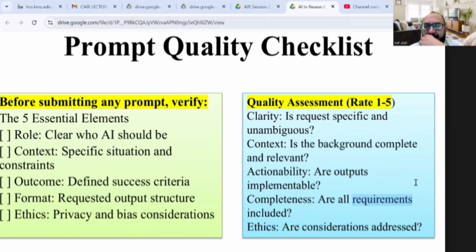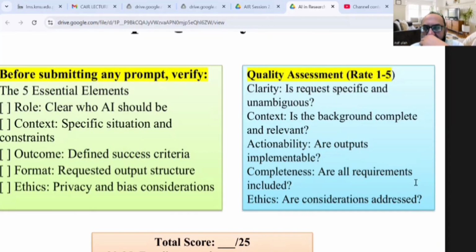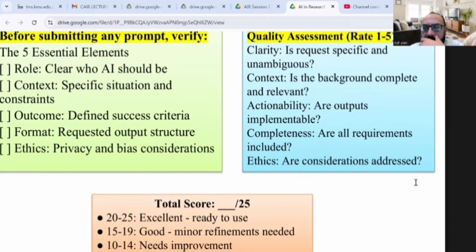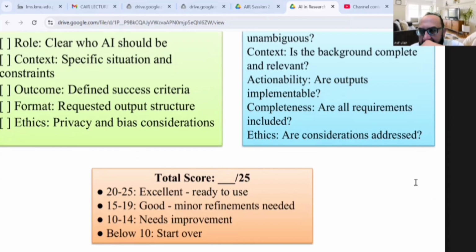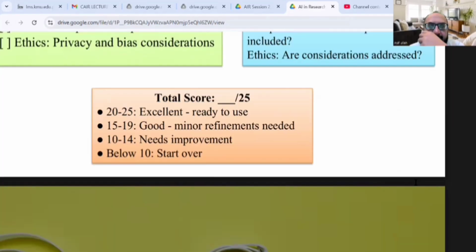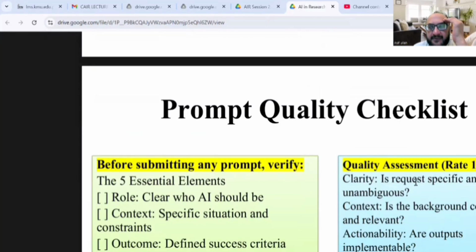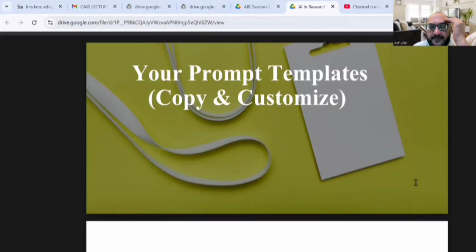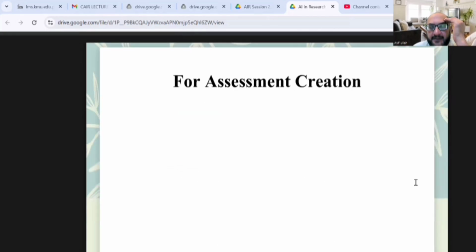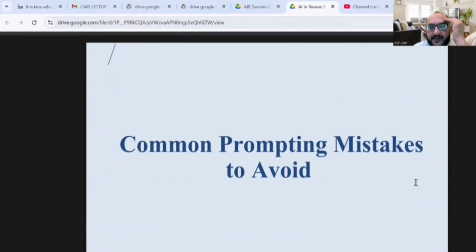Clarity: is the request specific and unambiguous? Context: is the background complete and relevant? Actionability: are outputs implementable? Completeness: are requirements included? Ethics: are considerations addressed? So the total score is out of 25, and 20 to 25 is excellent, ready to use. 15 to 19 is good with minor refinements, 10 to 14 needs improvement, and below 10 needs starting over. With the quality checklist, you have prompt templates to copy and customize for curriculum development, for assessment criteria, for professional reflection, and for innovation projects.